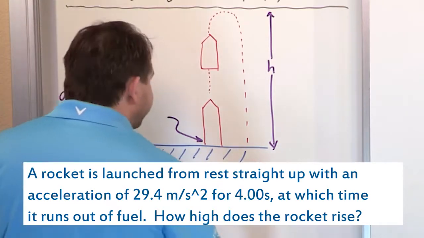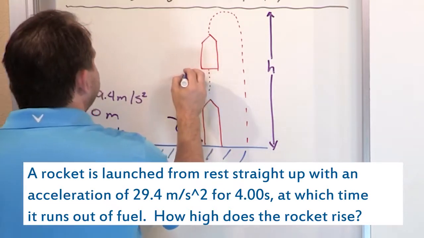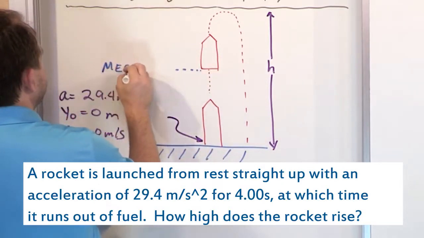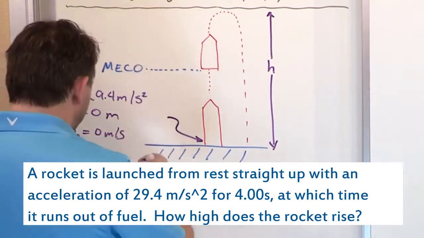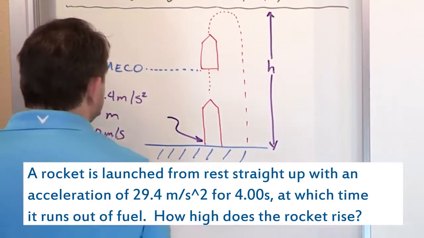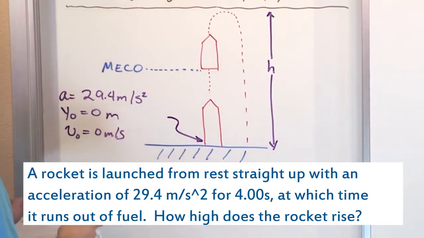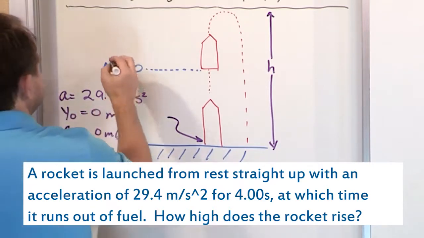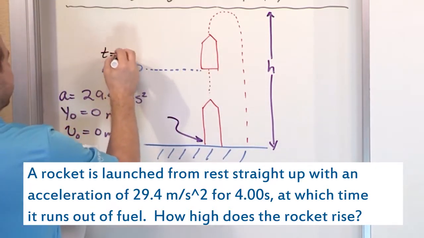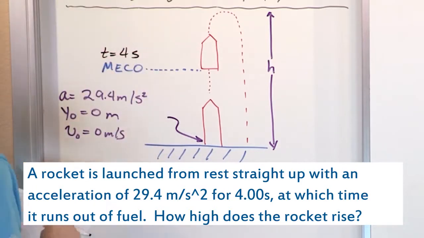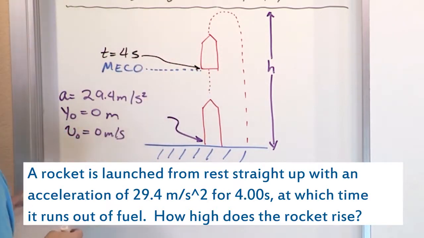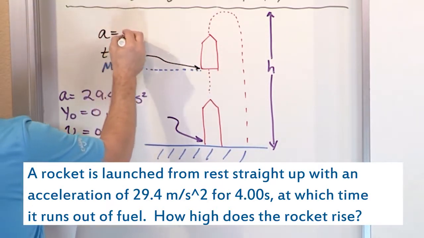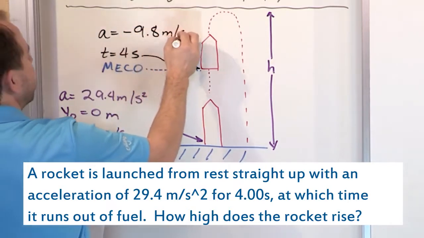Then we have this event here, which we call MECO, which is shorthand for main engine cutoff. So the rocket is going to rise to some altitude there, but then after that, it's going to continue coasting up. So what do we know about the motion of this rocket after MECO? Well, we know that the MECO event happens at t equal to 4 seconds. That's given to us in the problem statement, so that's useful. I'll draw a little arrow. That happens at t equal to 4 seconds. We also know that beyond this point, the acceleration is just 9.8 meters per second squared, acting down.